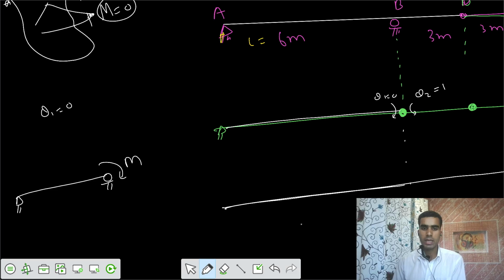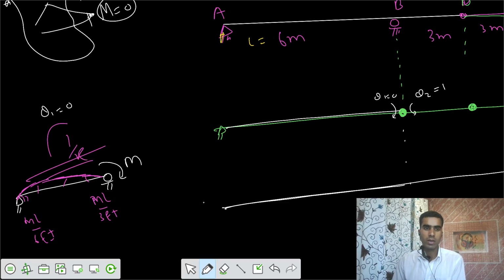What's going to happen with that M? What is the profile it can have because of this moment M? Would there be a curvature developed? Do you think that curvature gets developed? Here we have ML by 3EI. Here we have ML by 6EI. So a curvature gets developed. We have theta, we have curvature also.